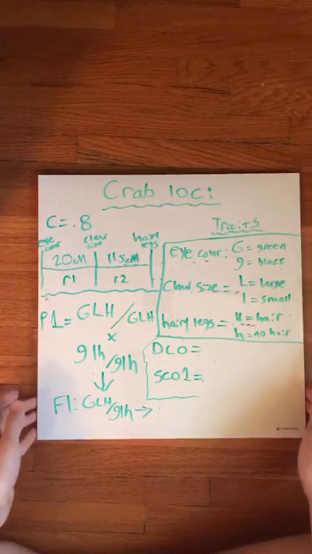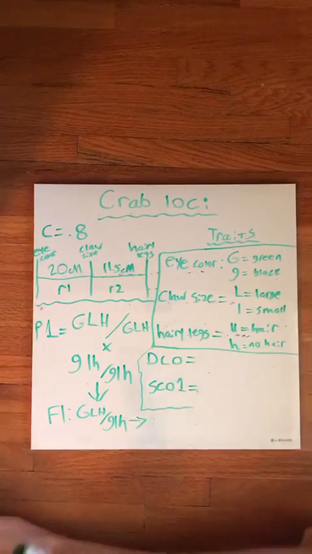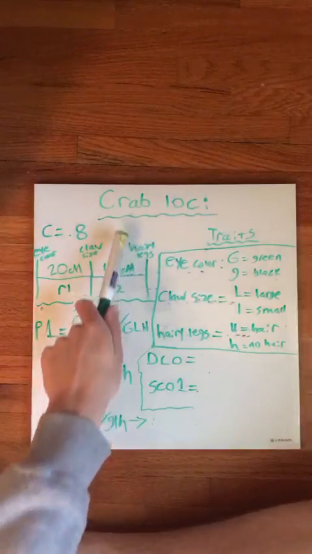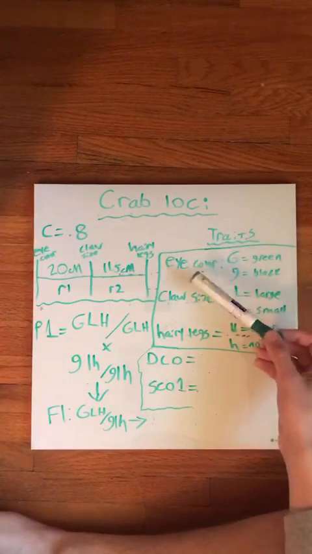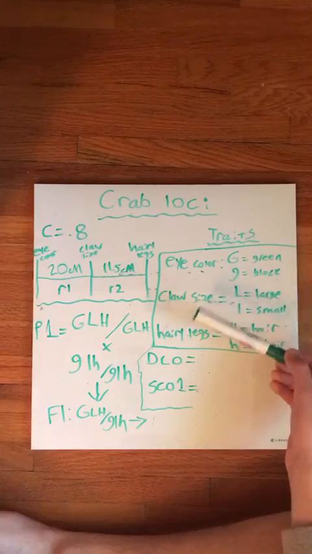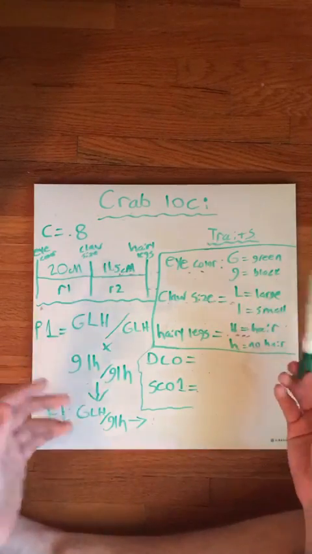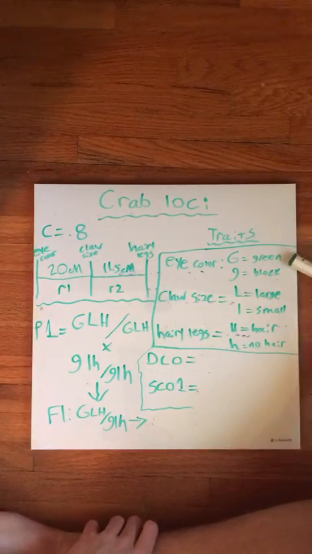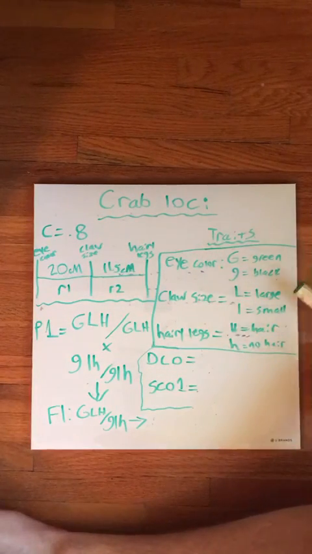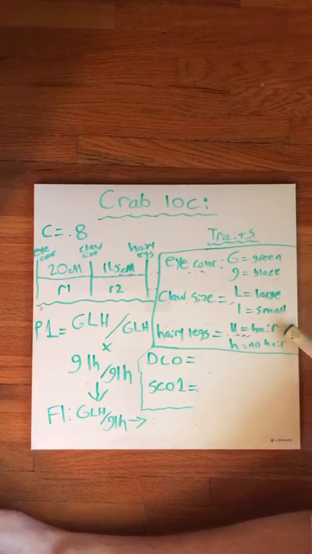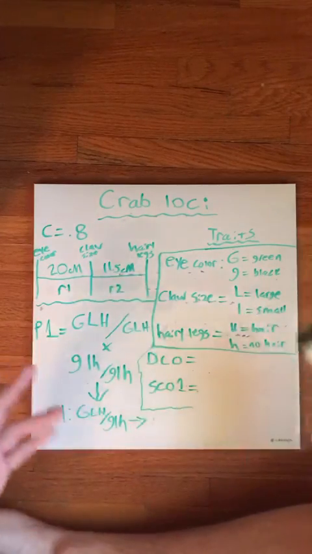Hello. So for my test 2 prompt, I decided for my organism to choose a crab, and these loci that we're going to look at are eye color, claw size, and whether or not their legs have hair on them. So our alleles here, we have green, dominant to black eyes, large claws are dominant to small claws, and hairy legs are dominant to legs that have no hair.